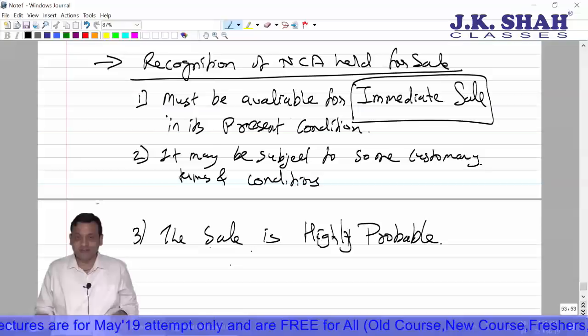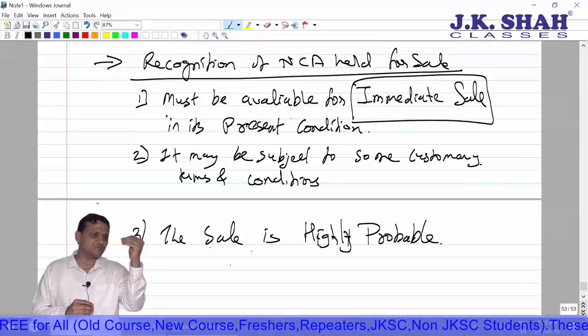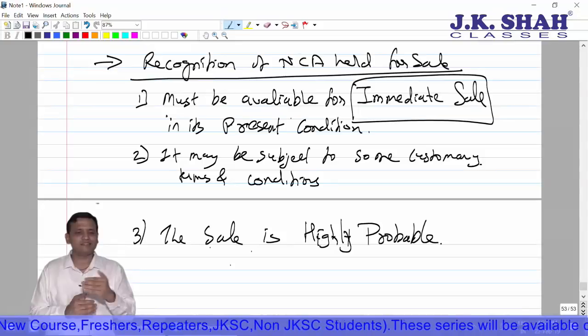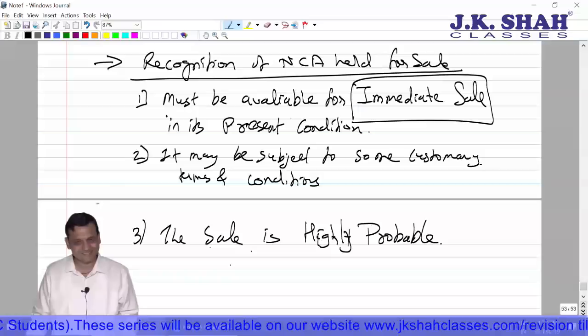The second point I have written there is that it may be subject to some terms and conditions. Like, it is a property which has been rented out and I want to sell it off. But there is a customary term that you need to give 1 month notice as given in the contract. So it's okay. Then it is available for immediate sale. I have given 1 month notice. Then it is allowed.